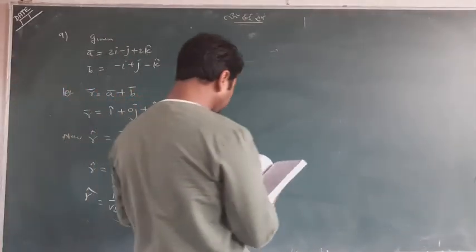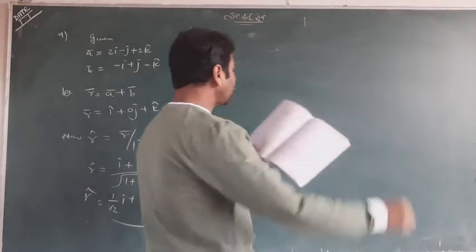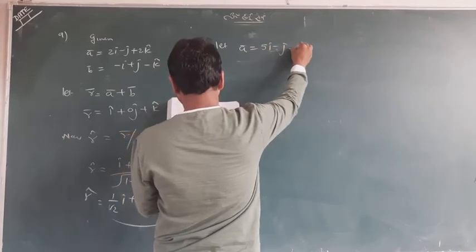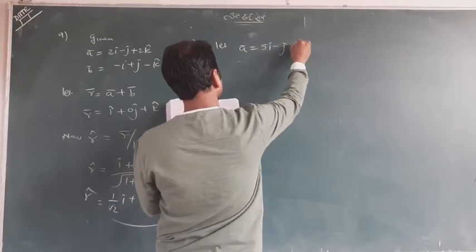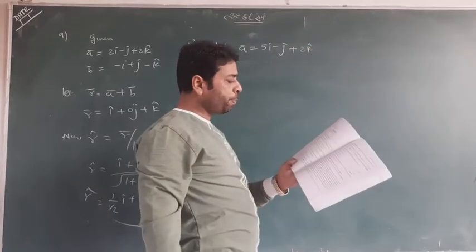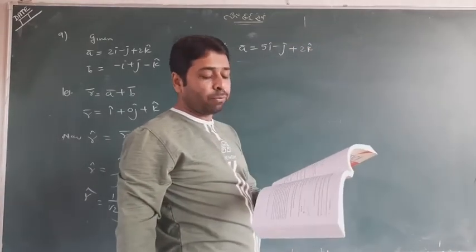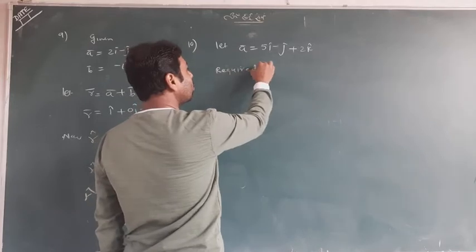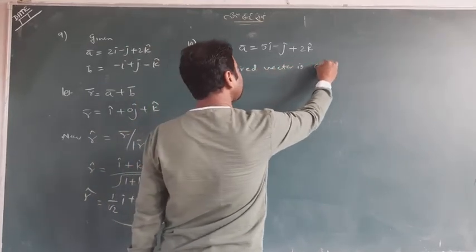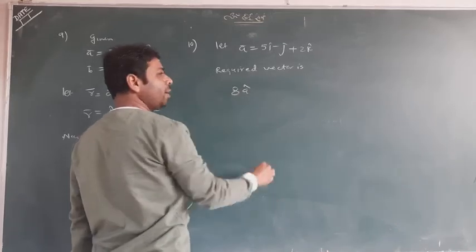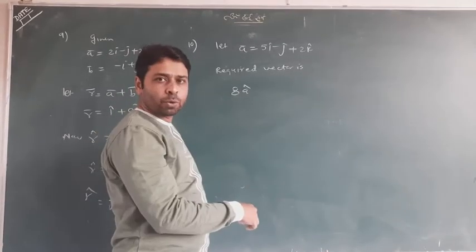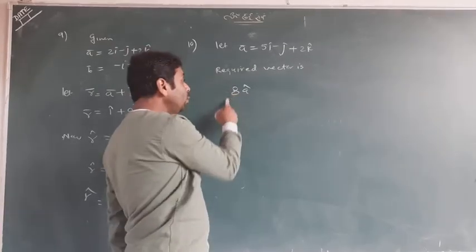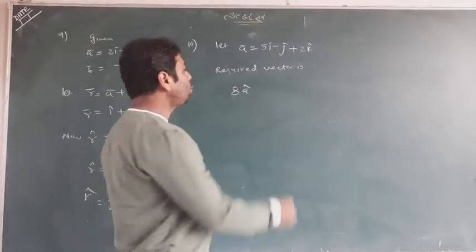Can you read question 10? Find the vector in the direction of vector a, where a is 5i minus j plus 2k, and you are told to find the vector in the direction of this which has a magnitude 8. So the required vector is 8 a cap. Why? I taught you that this is a vector whose direction is the same as a and whose magnitude is 8, because when you find its magnitude you will definitely have 8.